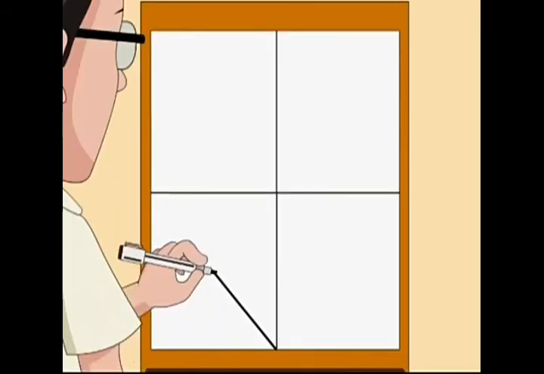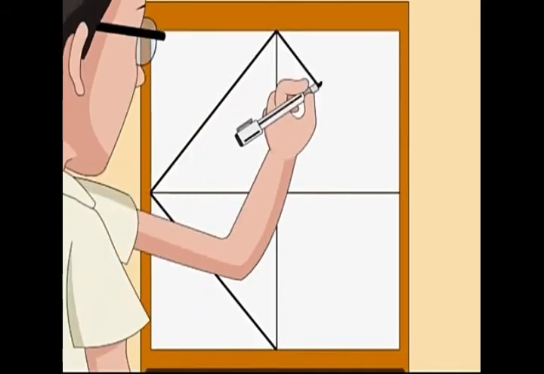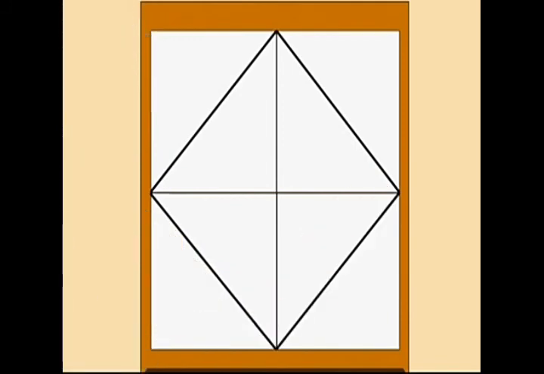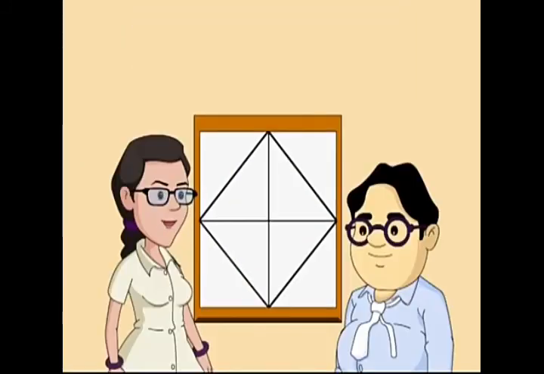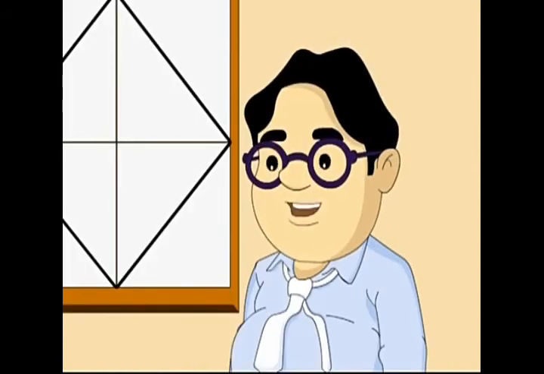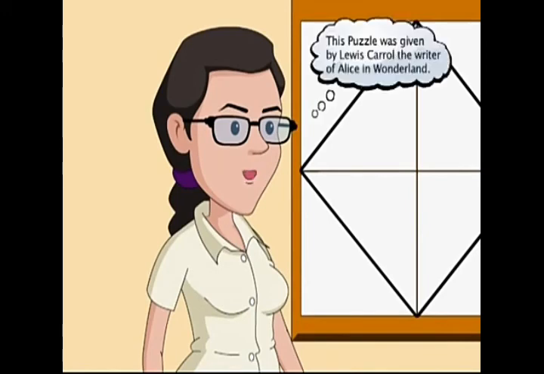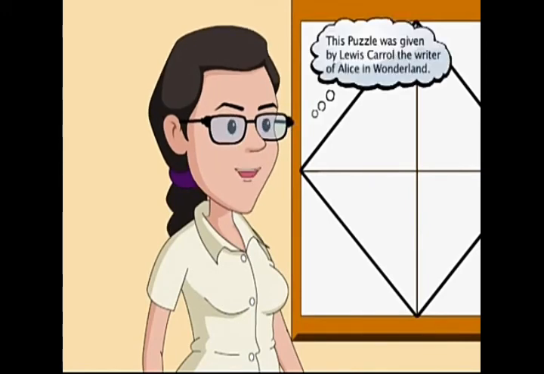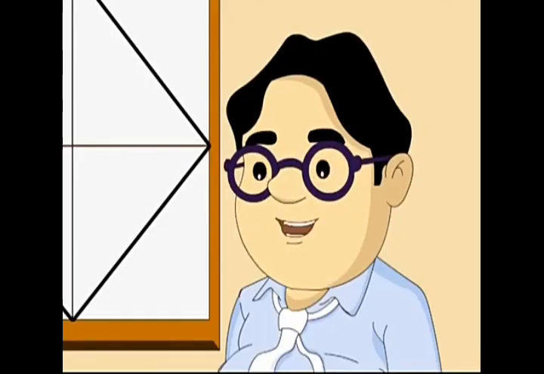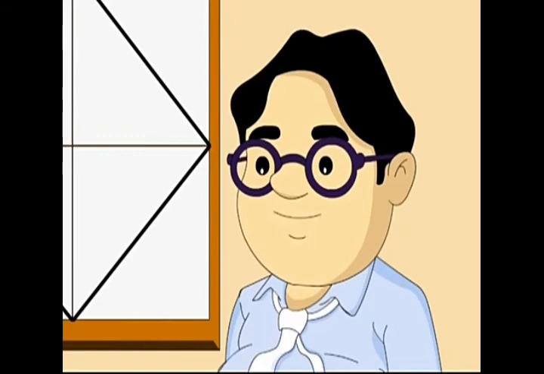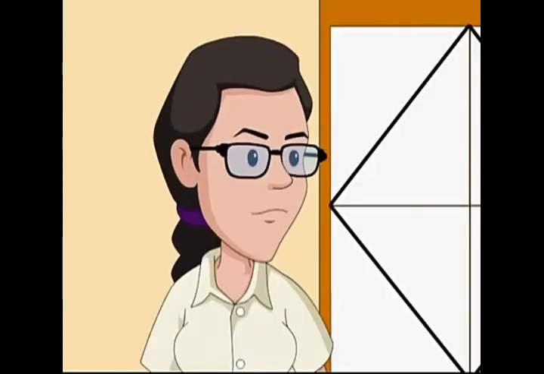Oh, Snail, join the middle points of its sides like this. To make a square, it's now half in area as the original window. Well, that's amazing, Miss Marks. Yes, isn't it? And small wonder that it's Lewis Carroll, the writer of your favorite series, Alice in Wonderland, who came up with this puzzle. You always surprise me, Miss Marks, with lots and lots of facts.